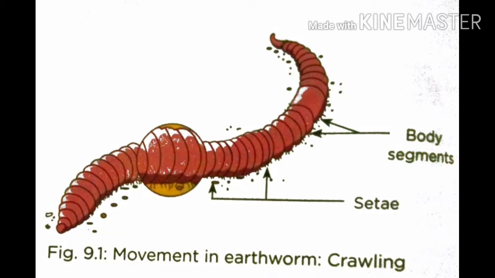How does it fix parts of its body to the ground? Do you have any idea? Yes, under its body it has a large number of tiny bristles. Bristles means hair-like structures, which we call chaetae. So these hair-like structures help them to fix their part on the ground.